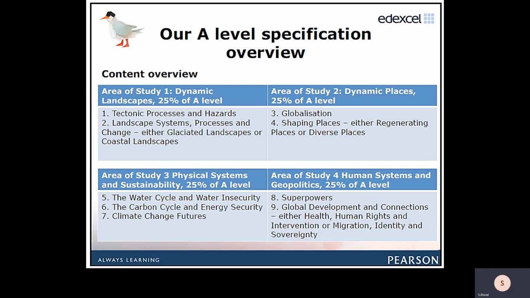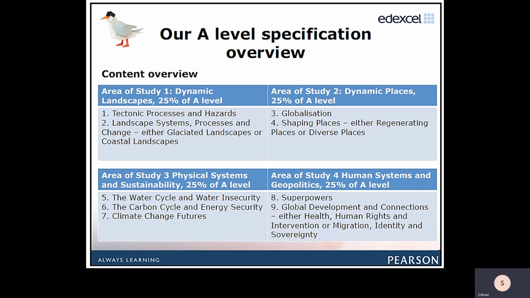An overview then of the course is in front of us here, and you can see that there are 4 main areas of study. The ones in area 1 and 2 are the ones we focus on in year 12. We study tectonics and globalization, and then we have 2 optional choices, and the ones that we study here are coastal landscapes and regenerating places.